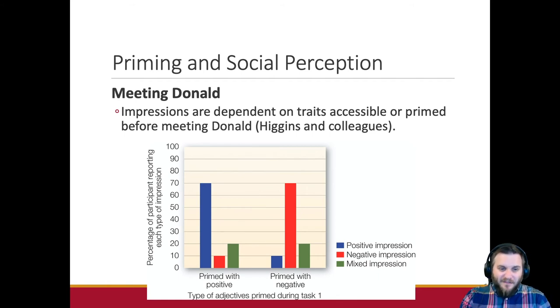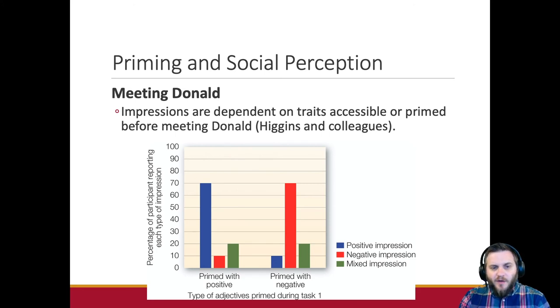But before they were given that, they were primed with either positive or negative aspects of somebody they're about to meet. They didn't know they were being primed with this information. It was just a bunch of adjectives that they had to try to remember in a just like a memory task. So they were given that task first. And then afterward, they were given the full workup of Donald and who he was. It was either positive, negative, or mixed. Okay.